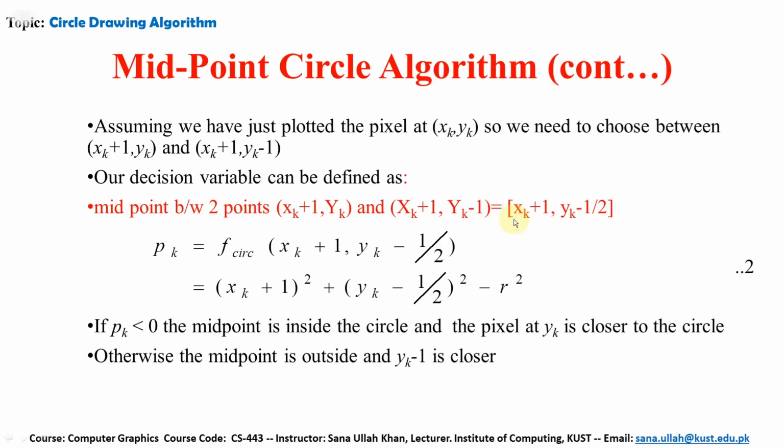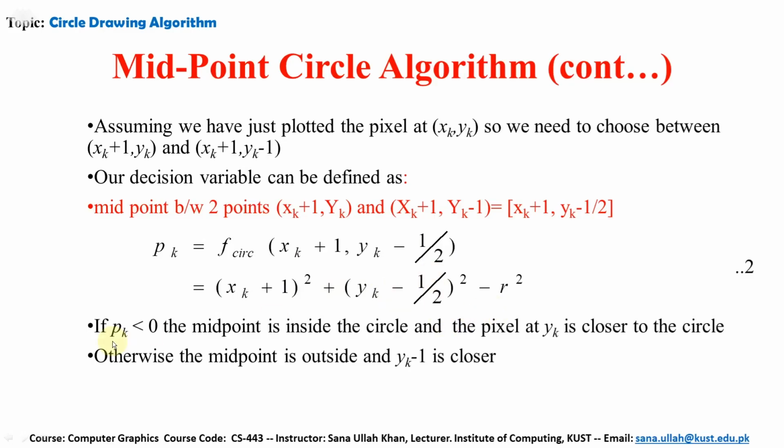So in this combination, (xk+1, yk-1/2), because it is the midpoint, we divide by 2. So the decision parameter pk will be equal to f_circle(xk+1, yk-1/2). After calculation, using x squared plus y squared minus r squared, we put in the values: (xk+1) squared plus (yk-1/2) whole squared minus r squared.